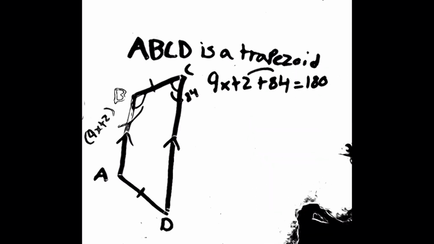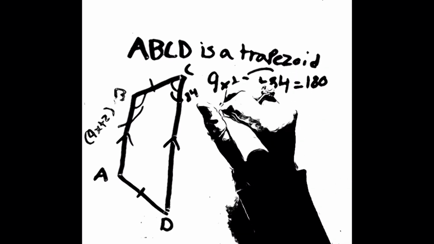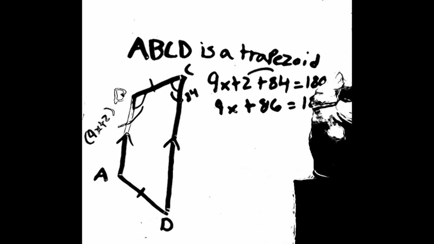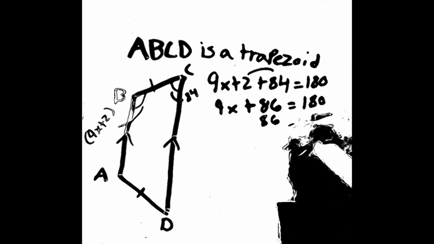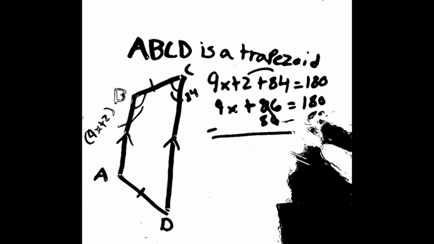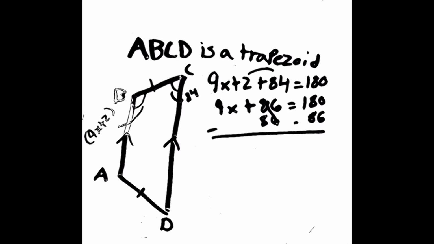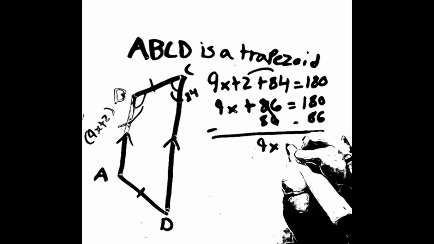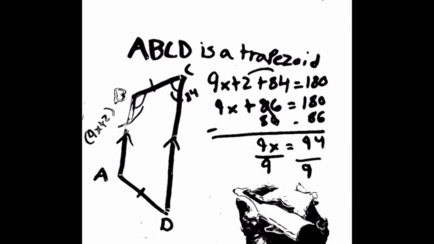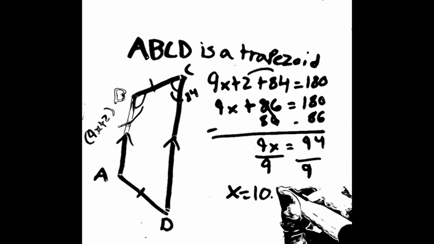Combine 2 and 84, 9x plus 86 equals 180. You need 86 minus 180, so that cancels that out. That is 94. So 9x equals 94. Divide 9 on both sides, and you're left with x equals 10.40.